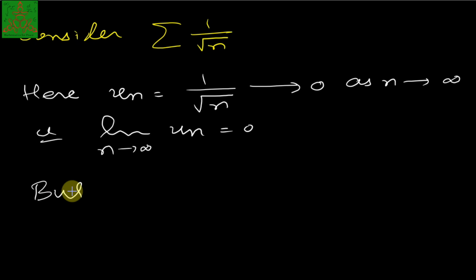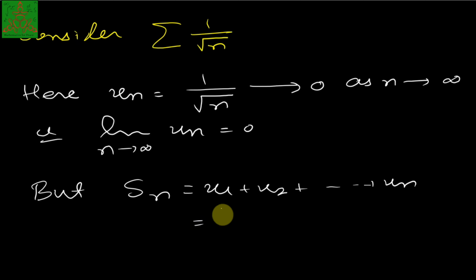But let us see what Sn is. To discuss whether it is a convergent series, we need to see whether the partial sum of that series is convergent or not. So Sn is the sum of the first n terms, so it will be u1 plus u2 plus ... plus un, where un is 1 upon square root of n. So that is 1 upon square root of 1 plus 1 upon square root of 2 and so on up to 1 upon square root of n.